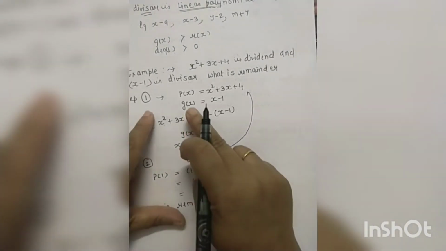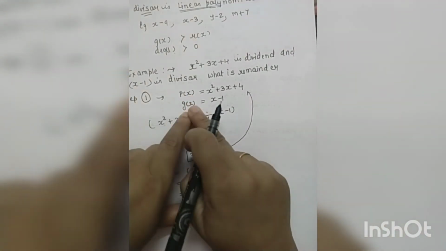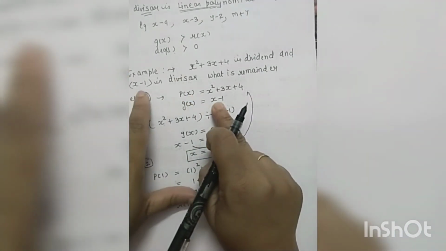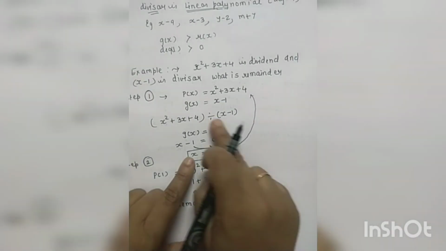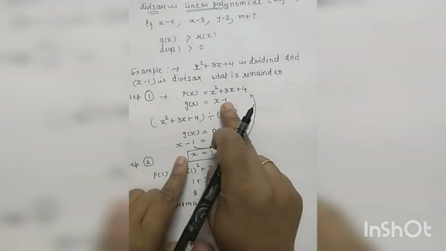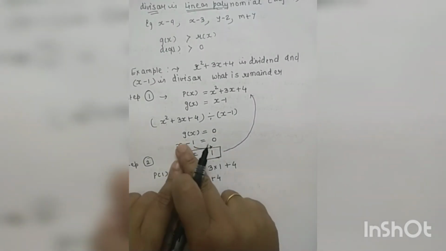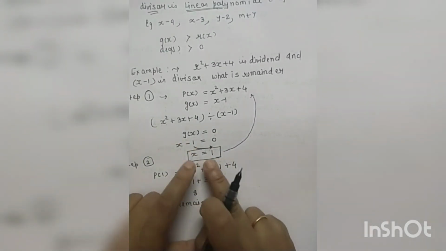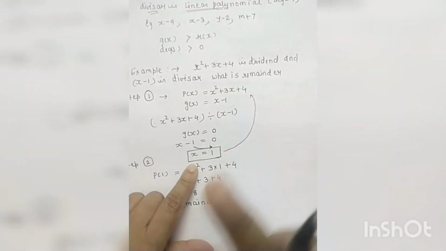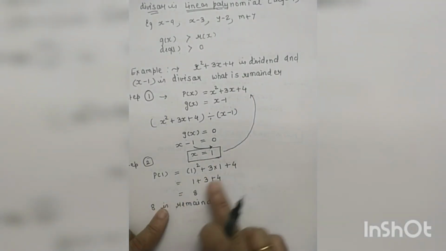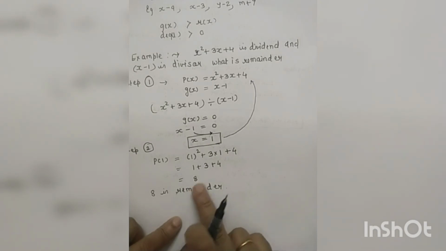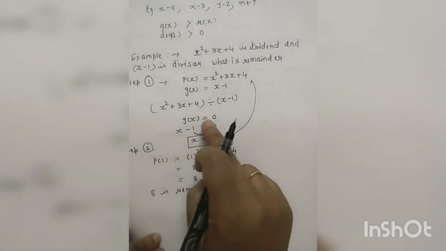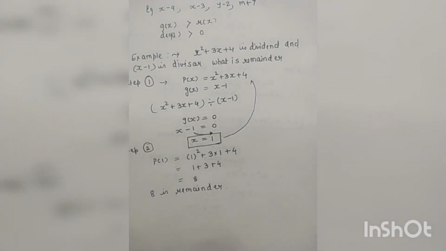Understood? What is the first step? First we take p of x and g of x. g of x should always be a linear equation, that means the degree should be 1. The first step is g of x should be equal to 0, so I find the value of x. Now I put this x value in the equation, and I get a number. See, there is no variable, that means its degree is 0 and it is less than this. Therefore 8 is the remainder.